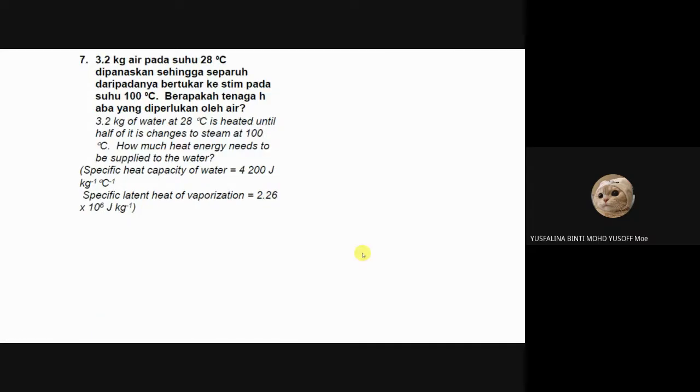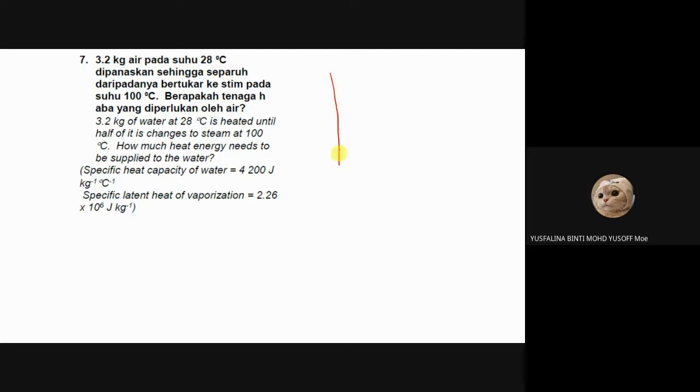All right, for this one, it says here 2.2 kg of water at 28 degrees Celsius is heated until half of it changes to steam at 100 degrees Celsius. So how much heat energy needs to be supplied to the water?